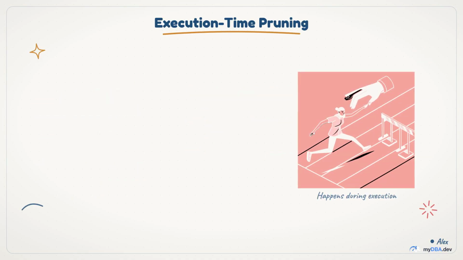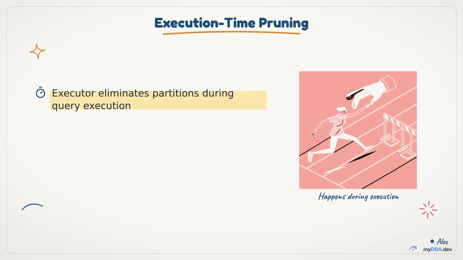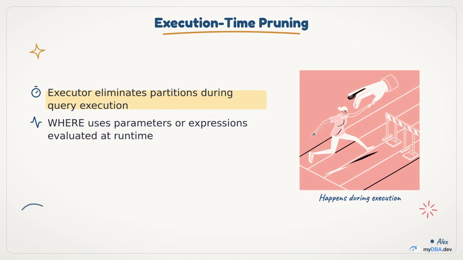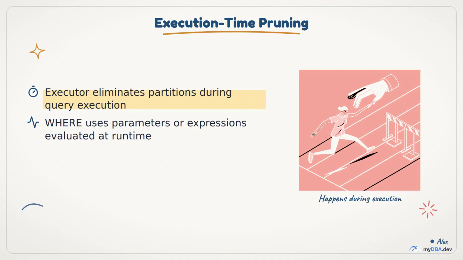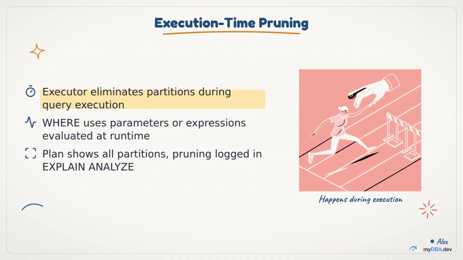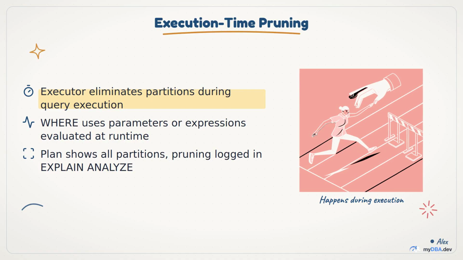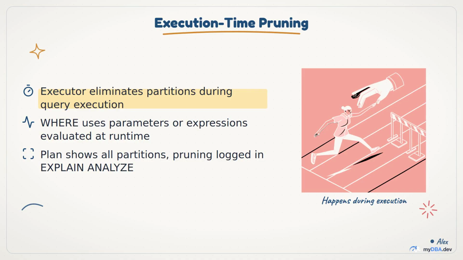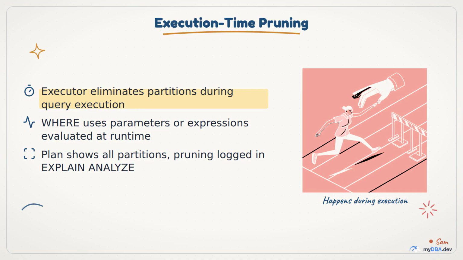Execution time pruning kicks in when the planner can't determine which partitions are needed until execution. This happens with prepared statement parameters, PL/pgSQL variables, or subquery results. The plan will list all partitions, but during execution, the executor evaluates the parameter and prunes before scanning any data. So the plan looks big, but the actual work is small?